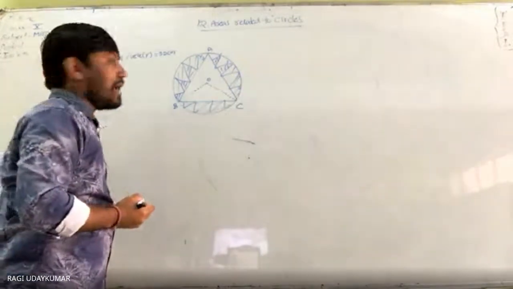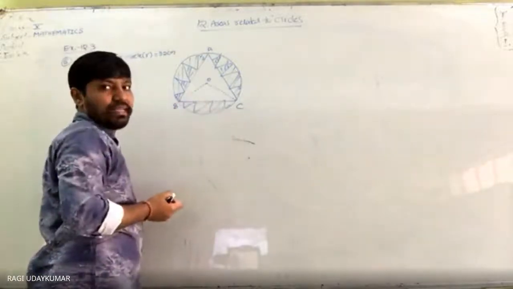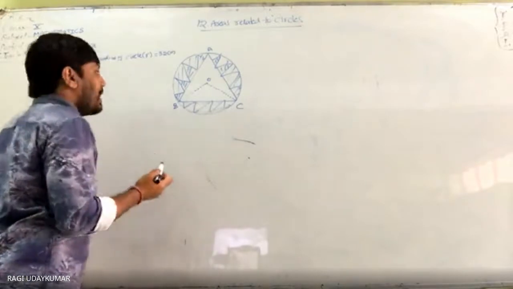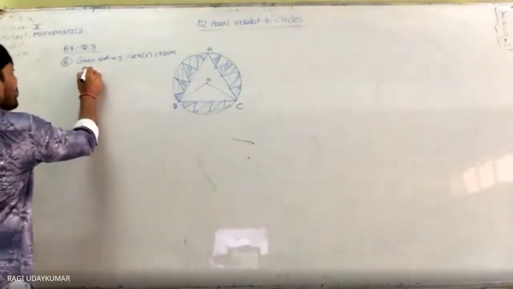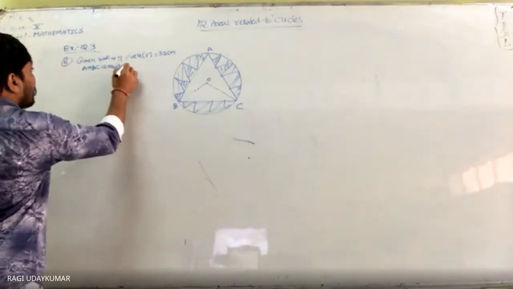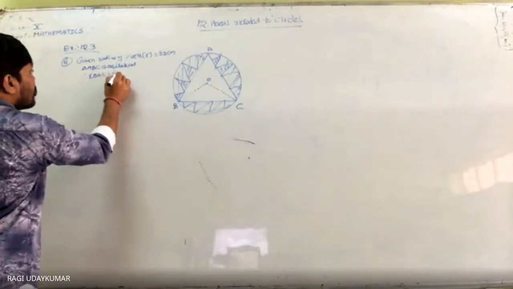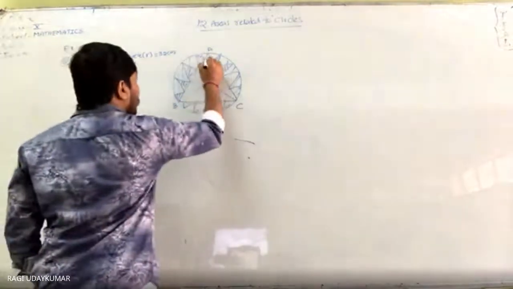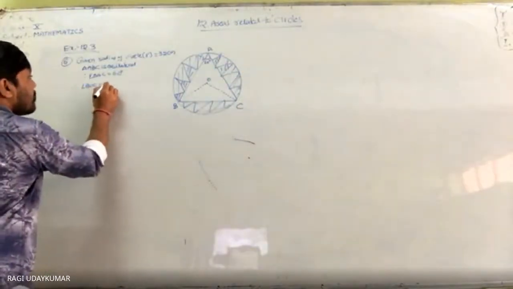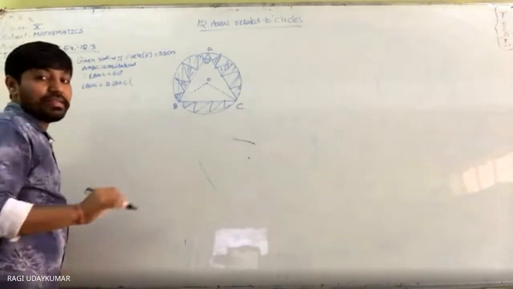These two. And if you are joining this, OB is the radius. Now here if we observe, as given, triangle ABC is equilateral, therefore angle BAC is equal to 60 degrees. Therefore, angle BOC is equal to 2 times angle BAC, because in 9th class, the circles concept is given.